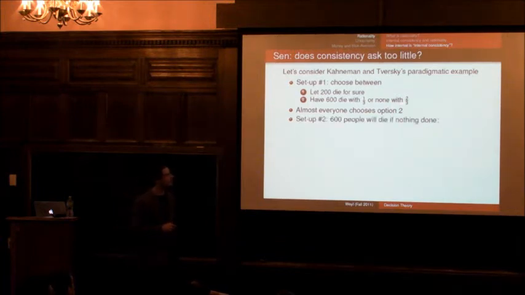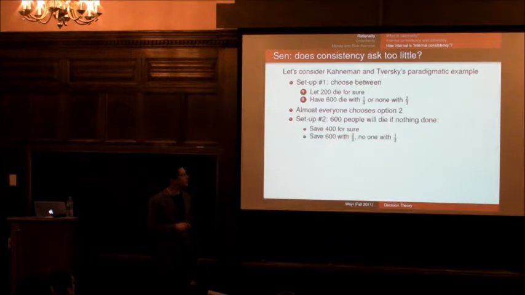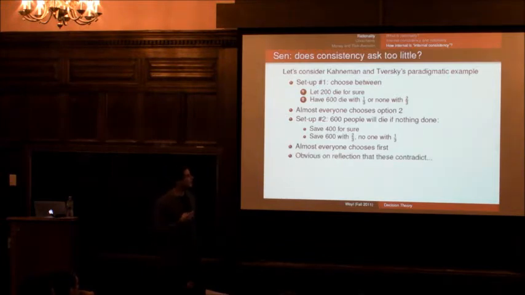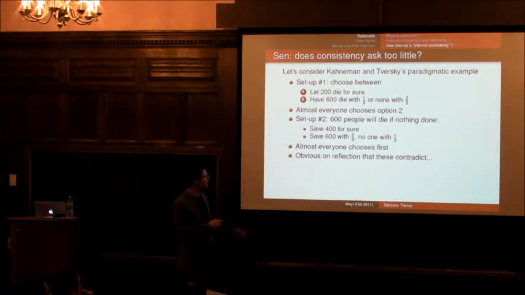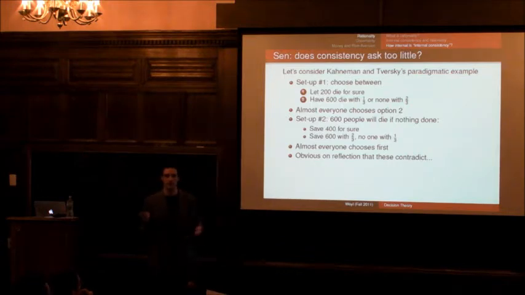Okay. Setup number 2 is that 600 people will die if you do nothing, and now you have two choices. You can either save 400 people for sure, or you can save 600 people with 2/3 probability and no one with 1/3 probability. In this case, almost everyone chooses the first option because they're risk averse, right? They want to make sure that they save 400 people. Okay, so it's pretty obvious on reflection that these describe exactly the same situation, right? In this case, relative to the true status quo, 200 people die. In this case, you have the same problem. Anyway, you can just link them up with one another, right? This is the classic Kahneman and Tversky.